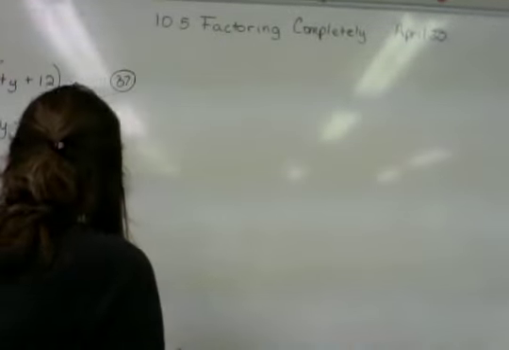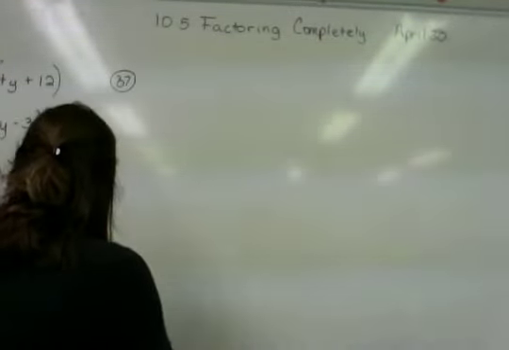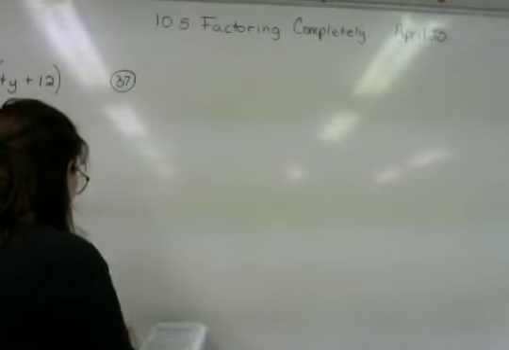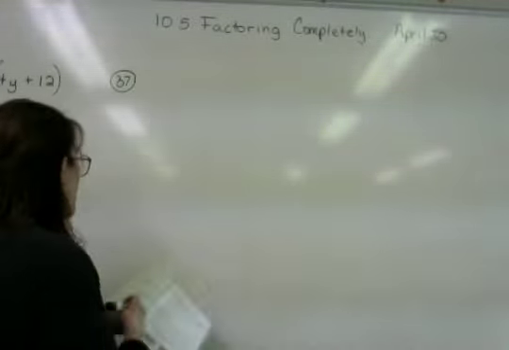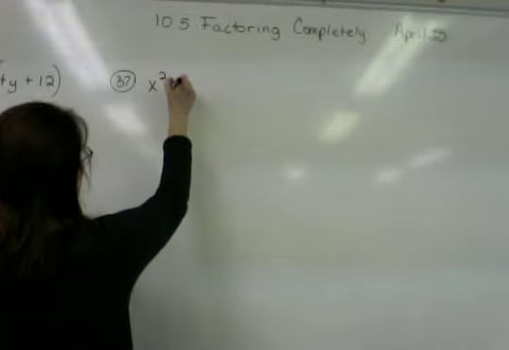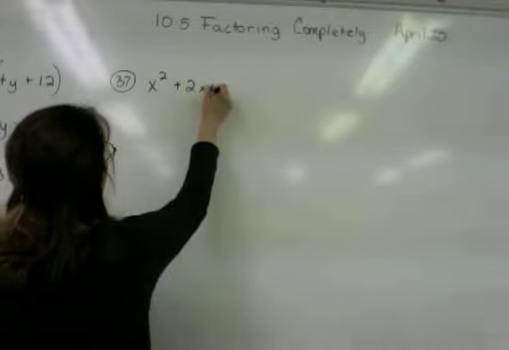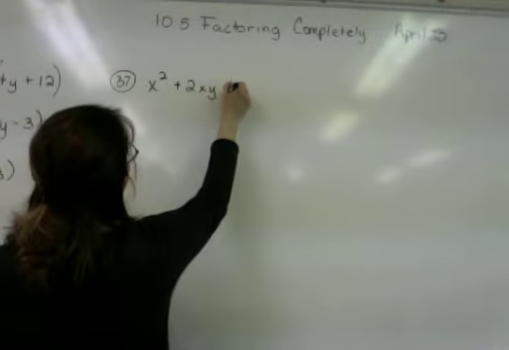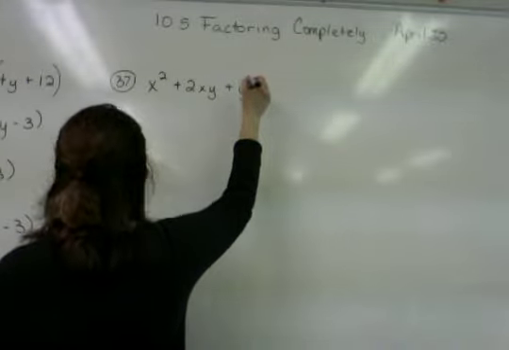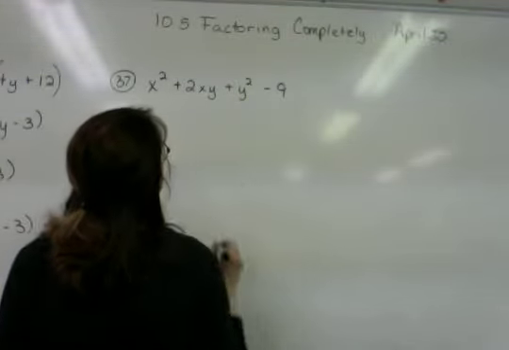So 37 looks like, hold on, let's flip my page here and see if I've got it written out. And so is that right? We have x squared, x squared, and then we have a plus 2xy, and then we have y squared, and then hanging out here, we have a negative 9.